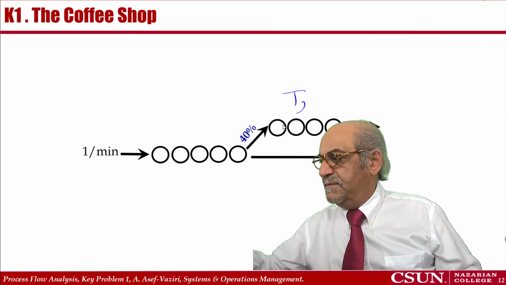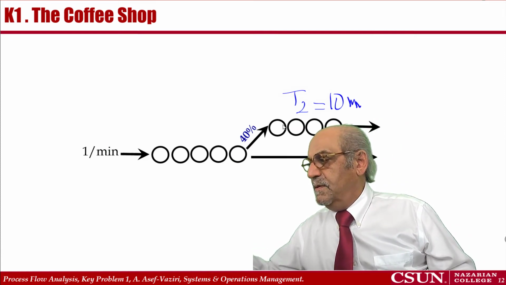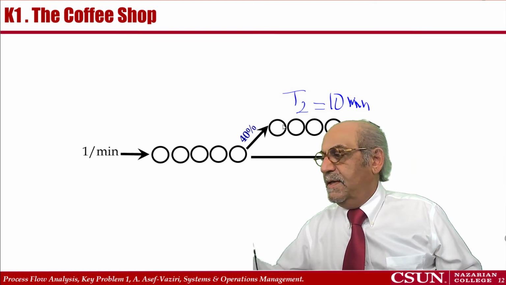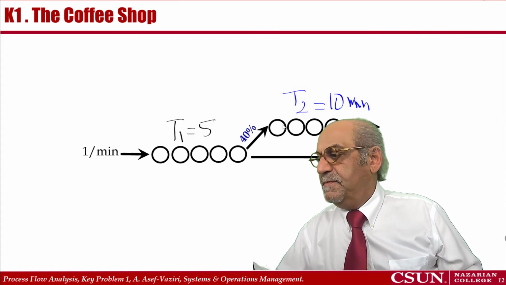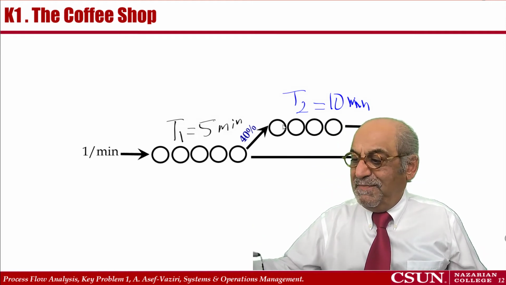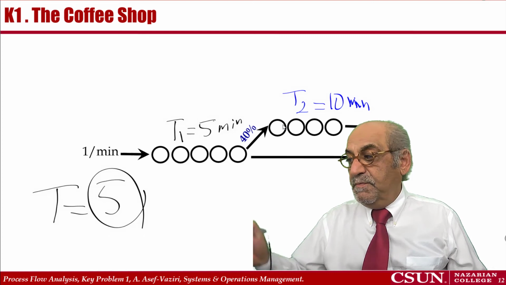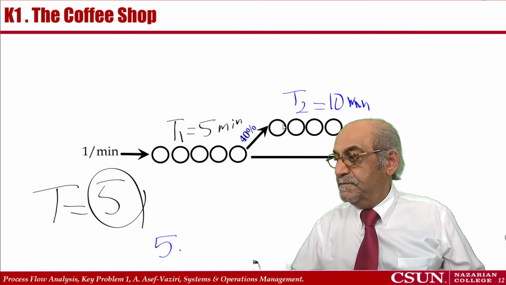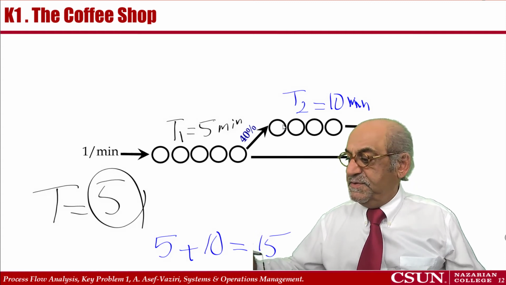Therefore, it takes us 10 minutes to pass this line, and 5 minutes to pass this line. People who get black coffee will be there for 5 minutes. People who get exotic coffee, 5 minutes, and they will be over there for 10 minutes. That would be 15 minutes.